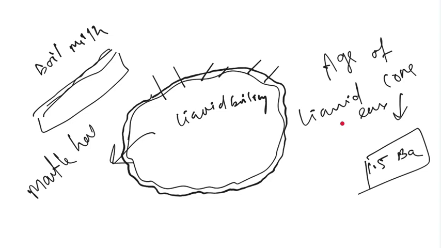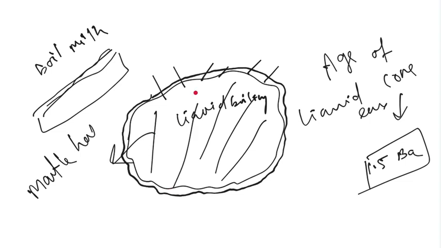So this is the thing: there is whole liquid over the earth. The mantle has not fractionated, the core was not generated, and the crust has also not generated. So the whole earth is whole liquid, unfractionated.